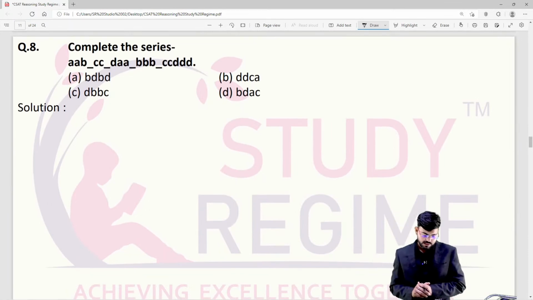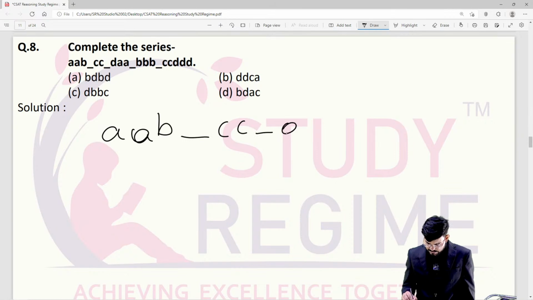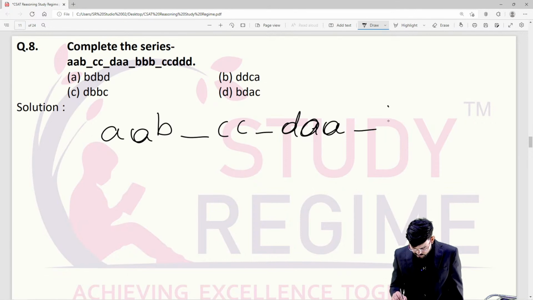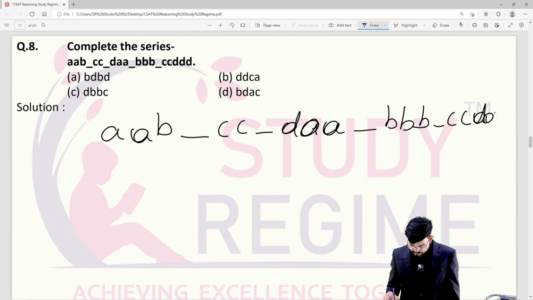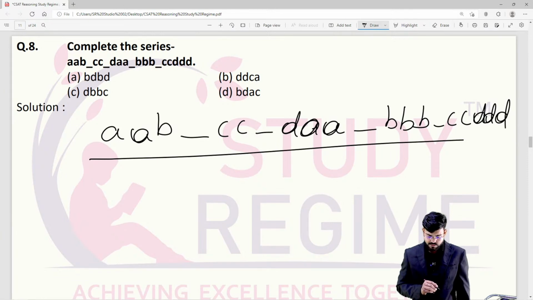You have to complete the series. What is written? Let me write A, B, space C, space D, A, space B, space C, then 3 times D. This is the series given in the question. There is no trick to solve such a type of question. You have to check it from the options. This is a very easy question. So I will tell you how to solve this.